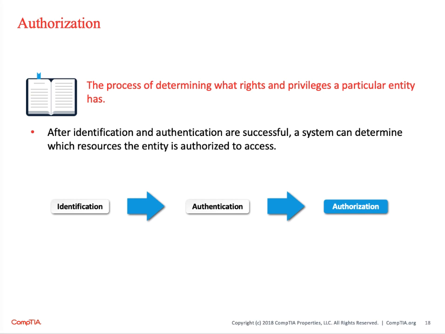Authorization. So authorization is the process of determining what rights and privileges a particular entity has. It's equivalent to a security guard checking the guest list at a club, right? You tell him I'm on the list, and he checks to see if you're there, and then maybe he lets you in. Or maybe you go to the movies and you have to show them that you have a ticket stub. So after a user has been identified and authenticated, the system then determines what rights we're able to access.